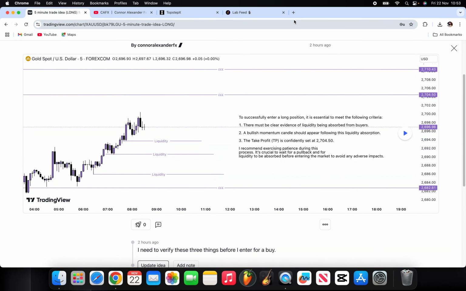To successfully enter a long position, it is essential to meet the following criteria. One, there must be clear evidence of liquidity being absorbed from buyers. Literally meaning I just need some liquidity to get swept from where I think the buyers in this trend are putting their stop losses, so on these lows or below these lows. Then after that, I need a bullish momentum candle to follow straight after liquidity. So when I see the spikes or these lows be broken, I want to see a nice bullish momentum candle. Now take profit is where I said on the higher time frames.